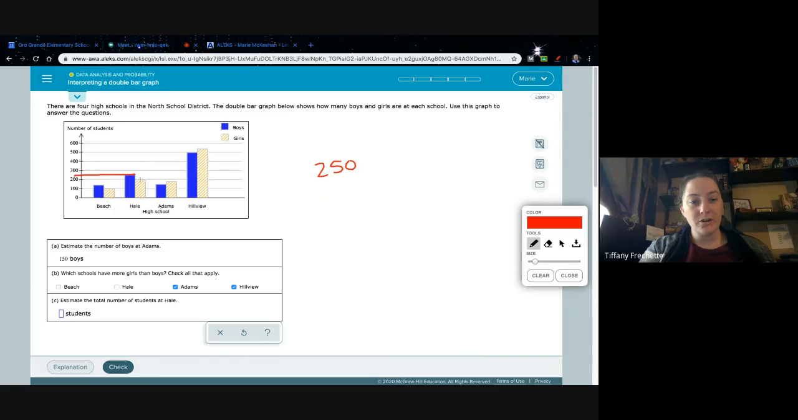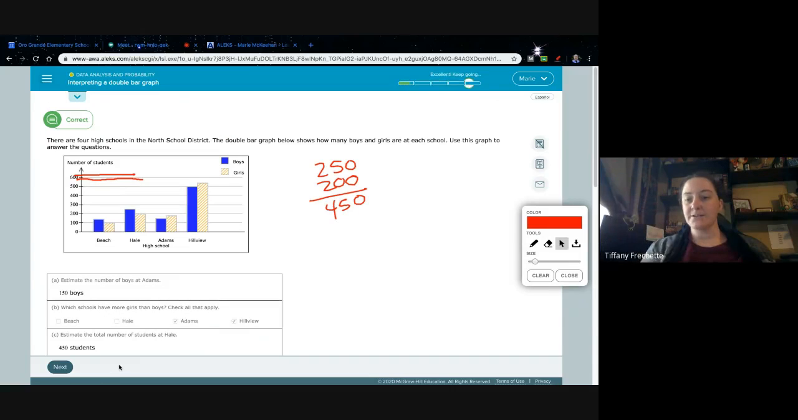And then girls, that lands right on top of 200. Sorry, that was a very wavy line. So I'm going to add these two together, and I'm going to get 450. So that is my estimate. So let's see if they like it. All right, so we're good to go.